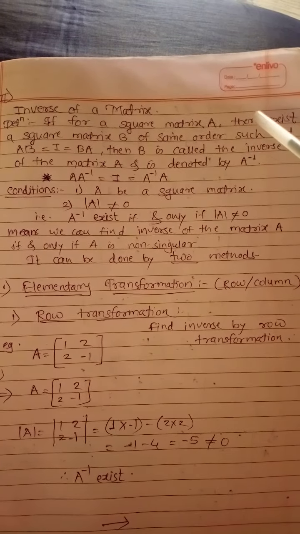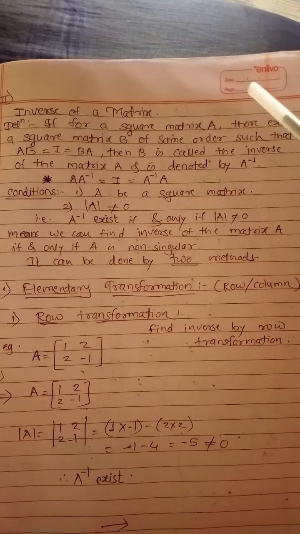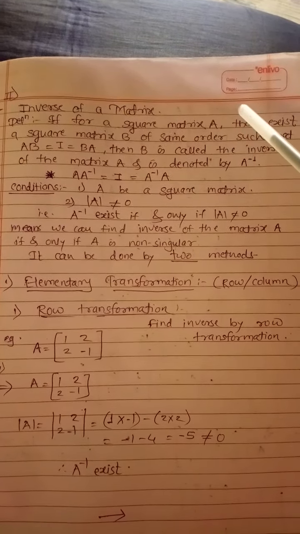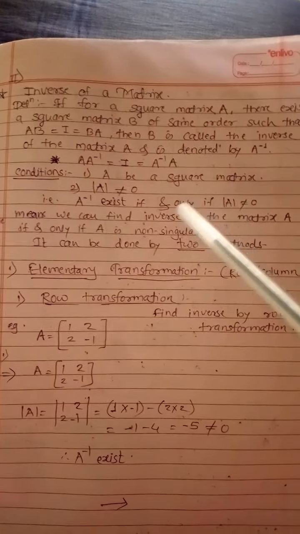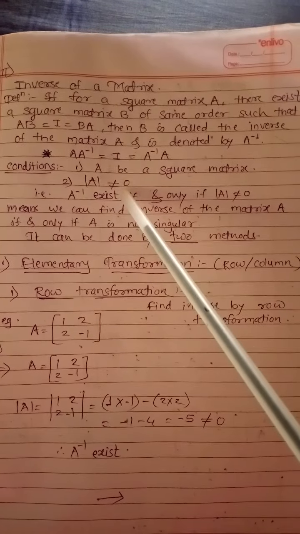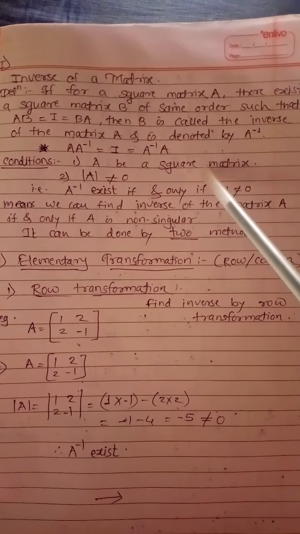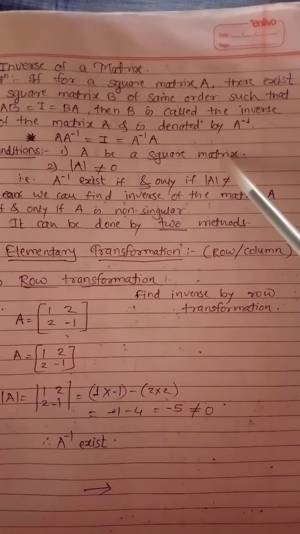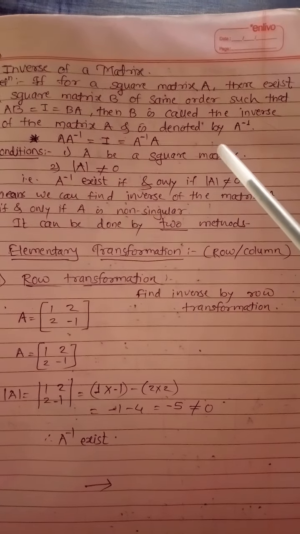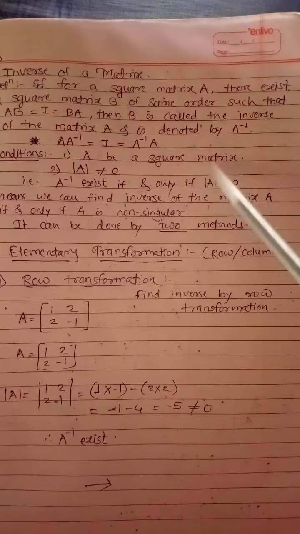Actually, from the definition, it is not clear how to find out the inverse. So for that, I am going to solve some examples. To find out the inverse, the necessary conditions are: the first one is that the given matrix A should be a square matrix, either of order 2 by 2 or 3 by 3. You learned all about this in 11th standard.